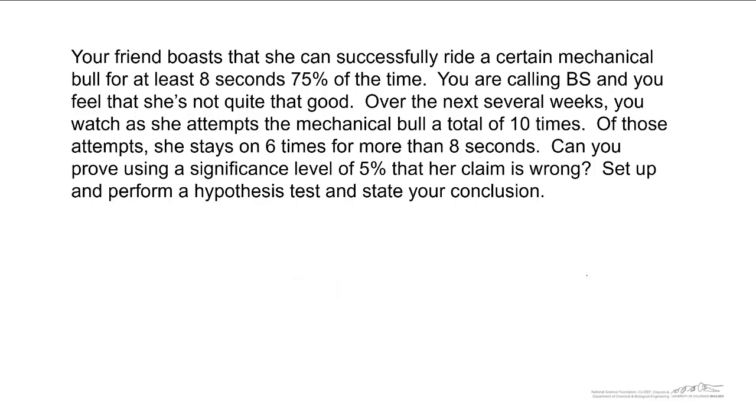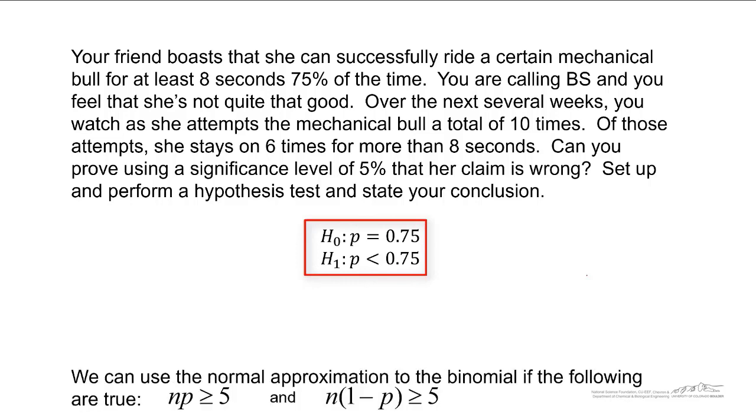Let's go through a second example real quick. Your friend boasts that she can successfully ride a certain mechanical bull for at least 8 seconds, 75% of the time. So that's the null hypothesis. You're calling BS and you feel that she's not quite that good. Over the next couple weeks, she attempts the mechanical bull a total of 10 times. Of those 10, she stays on 6 times for more than 8 seconds. Can you prove using a significance level of 5% that her claim is wrong and that she can't ride the bull 75% of the time? So our null hypothesis, probability is 75%. You think it's significantly less than 75% of the time.